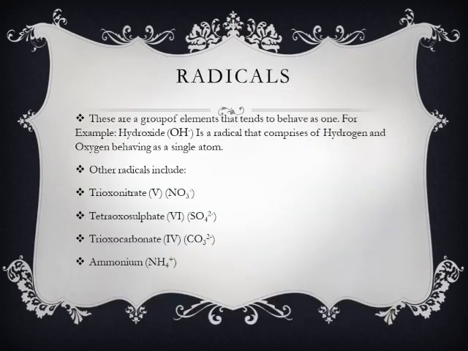Now, the next thing we'll talk about are radicals. These are a group of elements that tend to behave as one. For example, we have hydroxide, symbol OH, with a minus sign at the top. The minus sign there is what we call the ionic charge. Now, it is a radical that comprises hydrogen and oxygen behaving as a single atom. So in this state, they are no longer hydrogen and oxygen, but hydroxide.